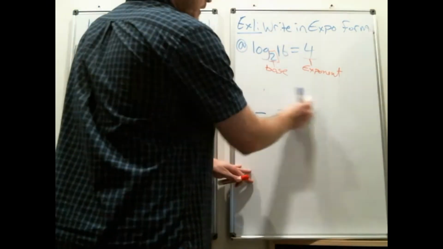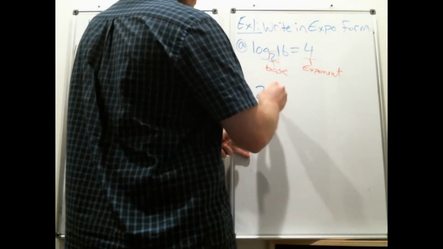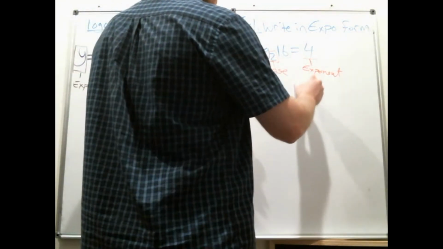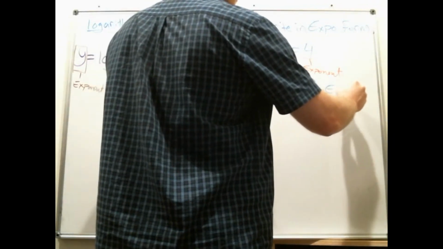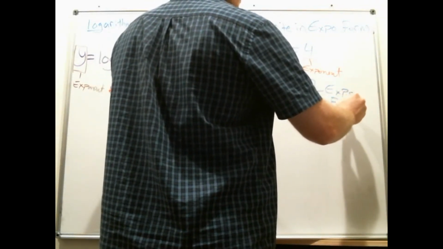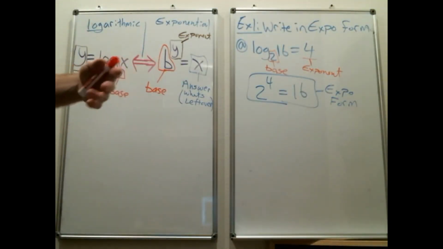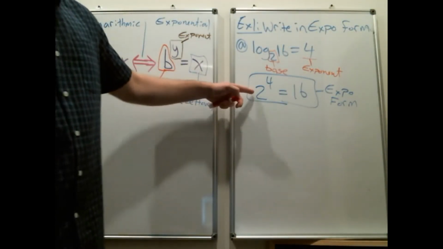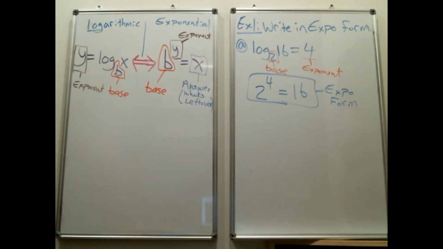I'm just going to give myself a little more room here and write it up here. 2 to the 4th is equal to 16. So this is exponential form. And when I get to example 2 here in a minute, we're going to go from exponential form to logarithmic. We're going to do a couple more of these so we can get the hang of them. This is very important to know.